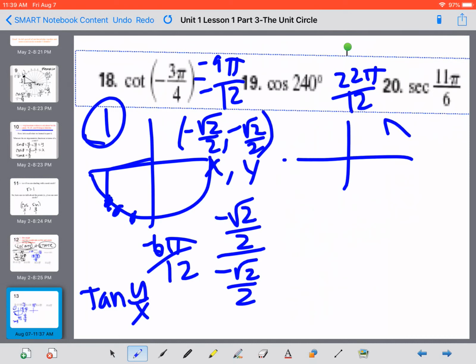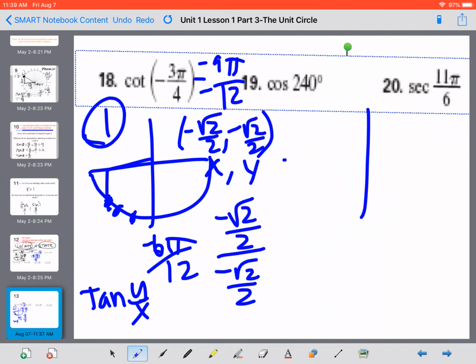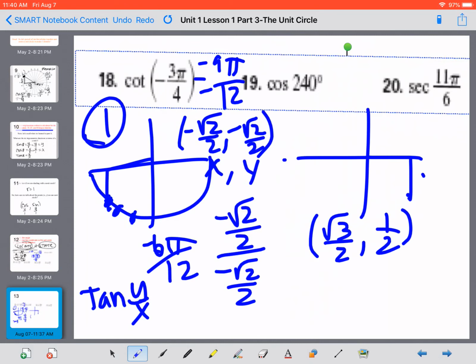Now you can count in a positive direction, but one full revolution is 24 pi over 12. So let's just go ahead and back up 2 units. So that's going to be a long x, short y. Long x, short y in a negative direction.